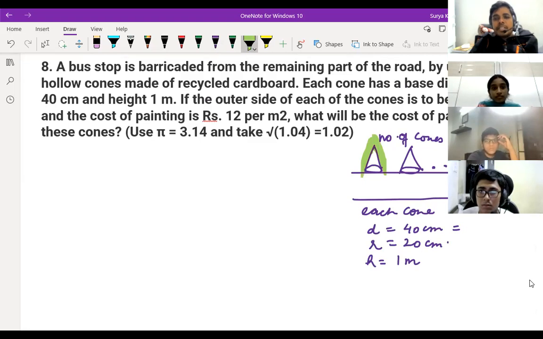Not bigger part, CSA of it. Bigger means, yeah, side. That curved part of it. Okay, so they're asking the CSA only. Yes, CSA only. So if the outer side of the cones is to be painted and the cost of painting is 12 per meter square.